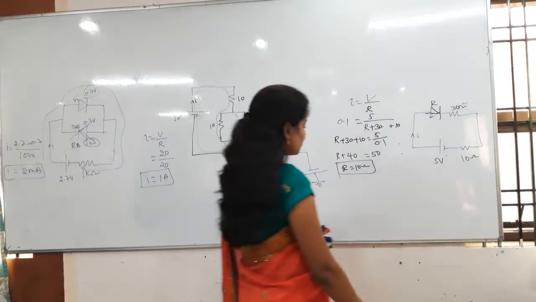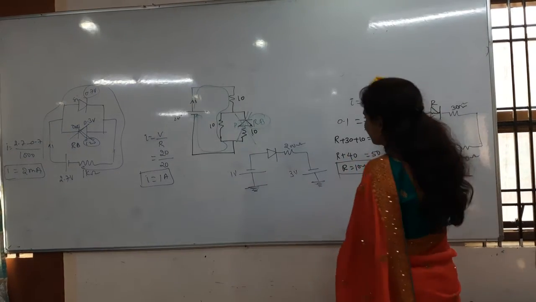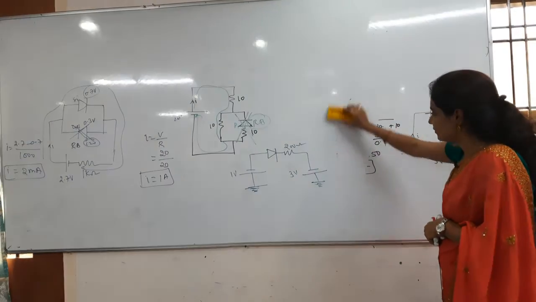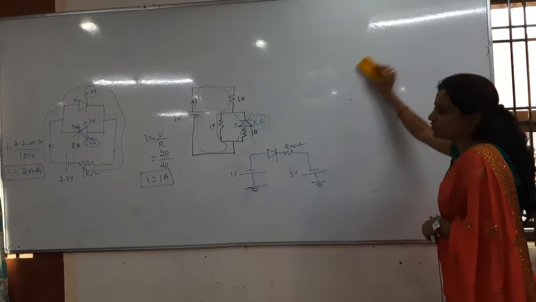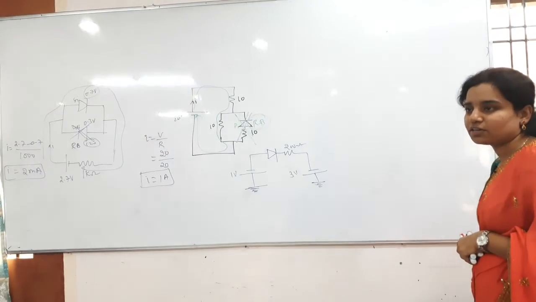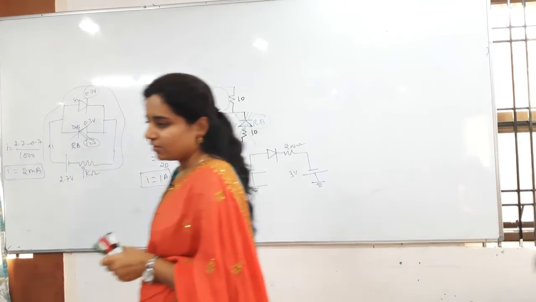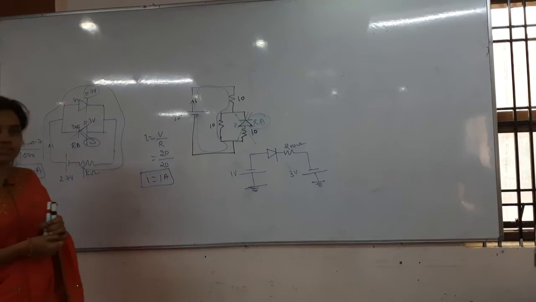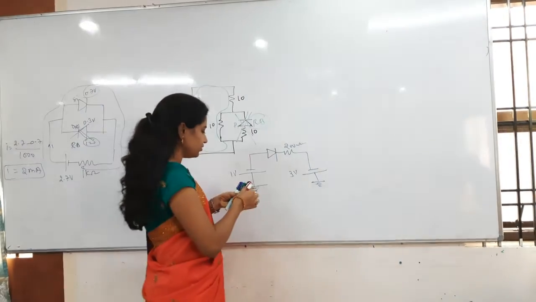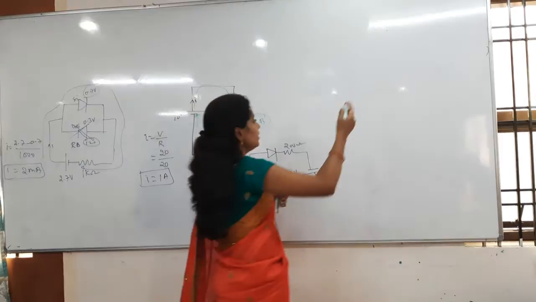What is the current flowing through that? You will get the answer by the KVL also. You can apply it and then you can get the answer. How much? Yes, very good. 0.01 amperes you will get. Correct? By using the KVL also you can get the answer, but I will tell you in the normal PN junction method only.